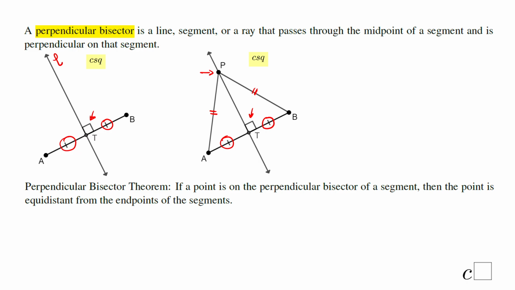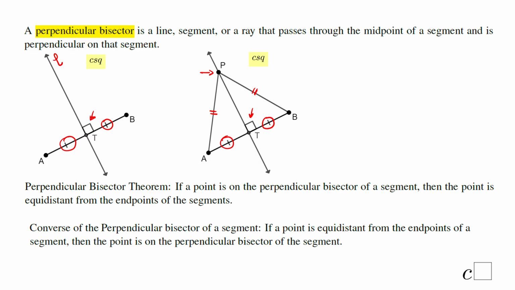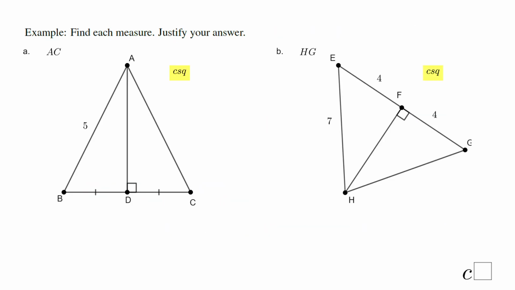The second theorem is the converse, which says if a point is equidistant from the endpoints of a segment, then the point is on the perpendicular bisector of the segment. Hopefully this picture will tell us how that works. We notice PA and PB are congruent. Point P is equidistant from A and B. That means this point is on this perpendicular bisector, the line that cuts AB in half and is perpendicular to AB. So we're going to use this theorem for the next example.